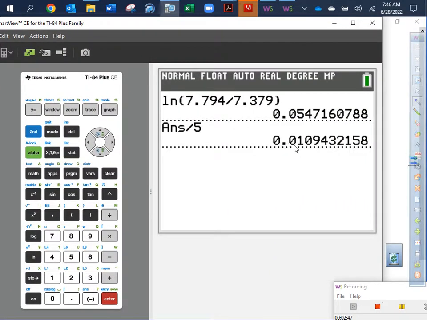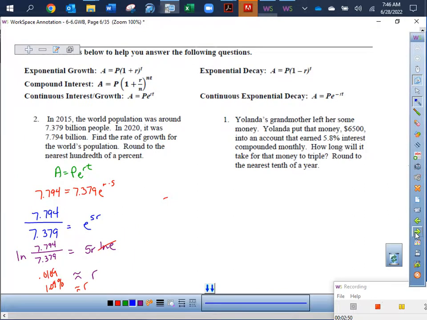So remember, they say round it to the nearest hundredth of a percent. It turned out to be 0.0109-ish, but I need to write 4 places down because to change it back to a percent, I have to move the decimal 2 places, and that means it's about 1.09% is what the rate actually was. So as a decimal, I needed 4 decimal places. Since they wanted a hundredth of a percent, you need your 2 decimal places plus 2 more decimal places. So that's kind of tricky.